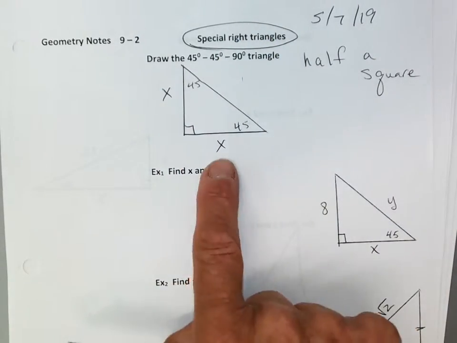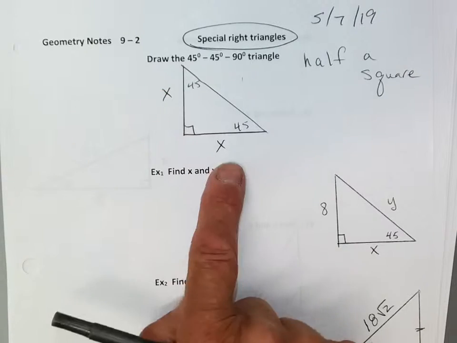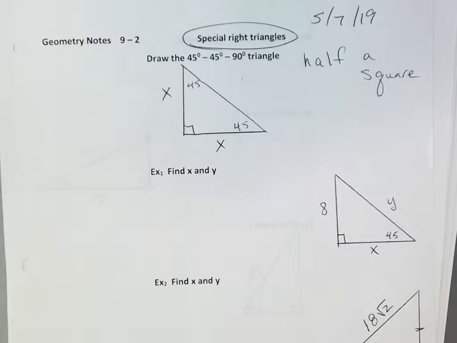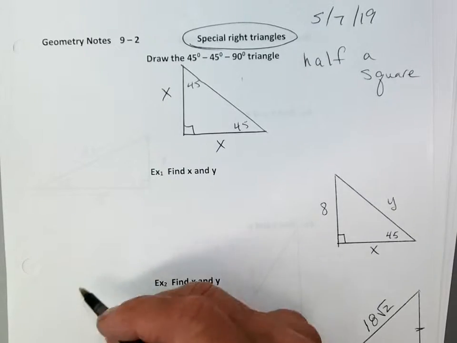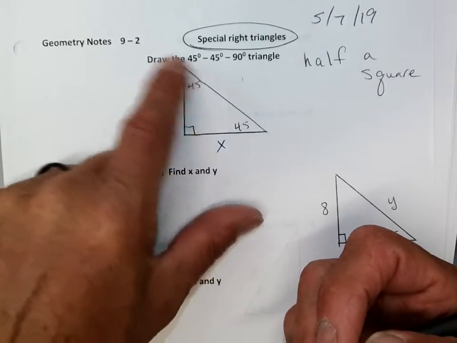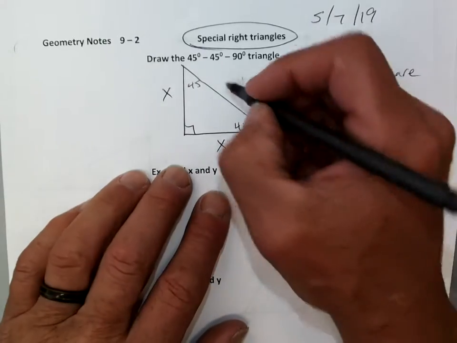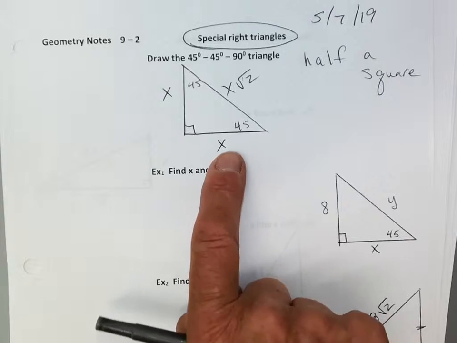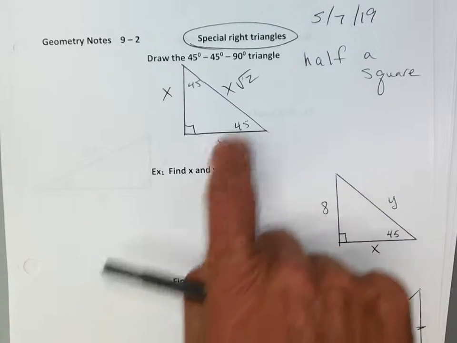So if this is 10, this is 10. This is 18, this is 18. This is 1.2, this is 1.2. It's half a square, right? Well, it turns out with Pythagoras' theorem that the diagonal, the long side, the hypotenuse, is always going to be x times the square root of 2. That means it's whatever these sides are times the square root of 2.